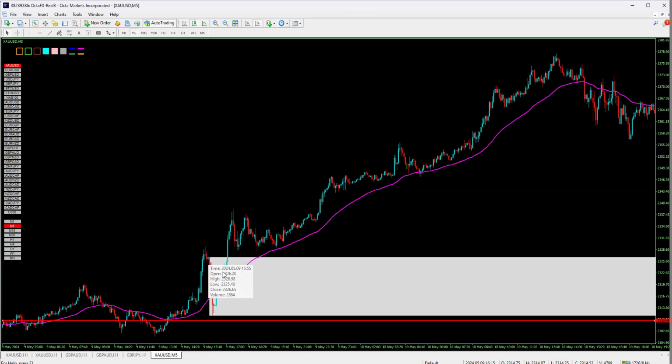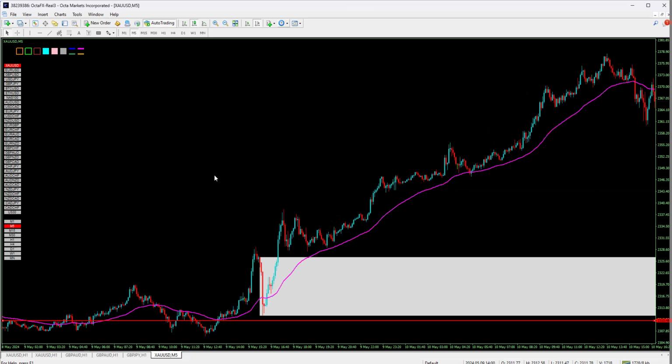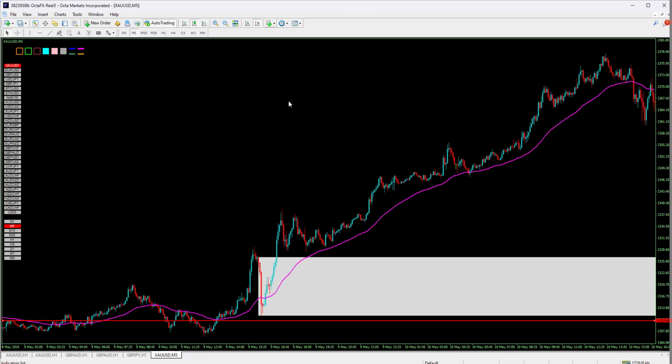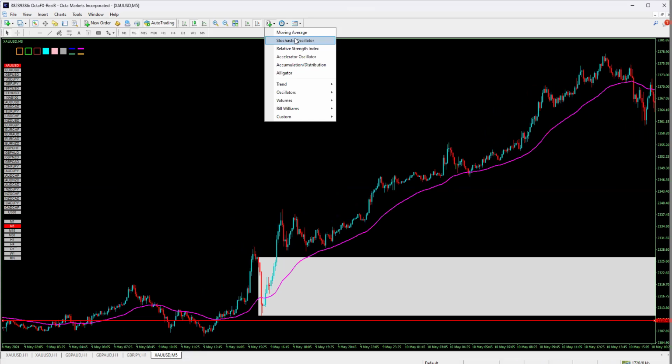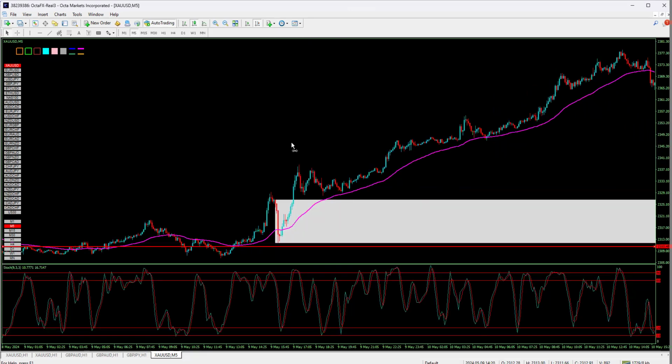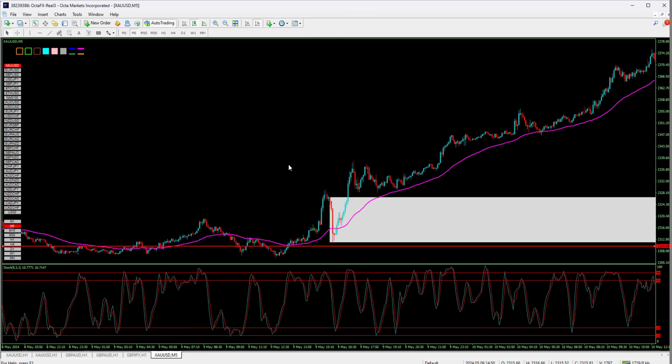Because actually I'm not going to take this one because I don't have a clear breakout, if I'm going to concentrate on candle engulfing only. But if I'm going to combine it with stochastic, let's add the stochastic oscillator here. If I combine it with the stochastic oscillator, it's going to give me something different. It's going to give me a confirmation right here and this one right here.